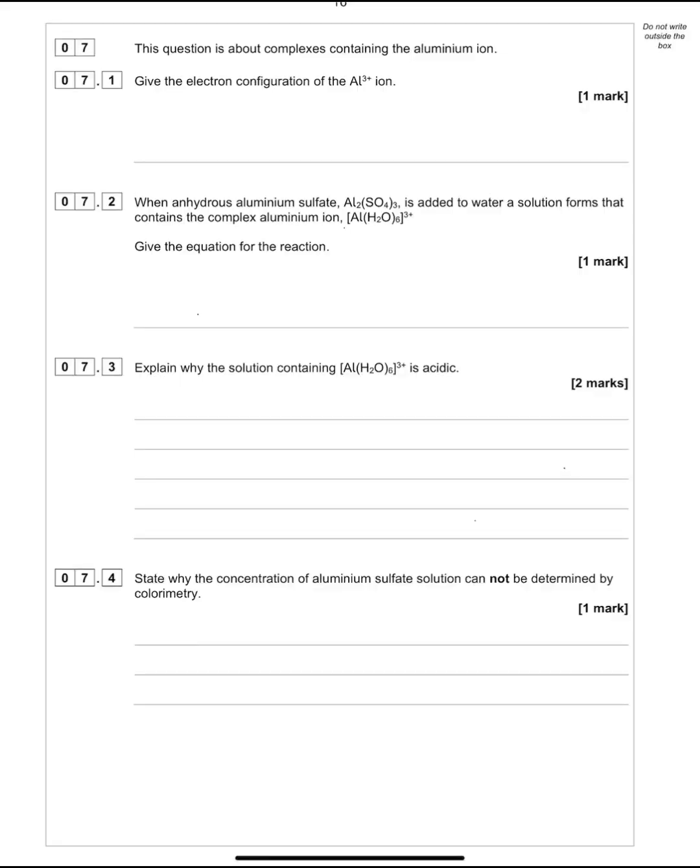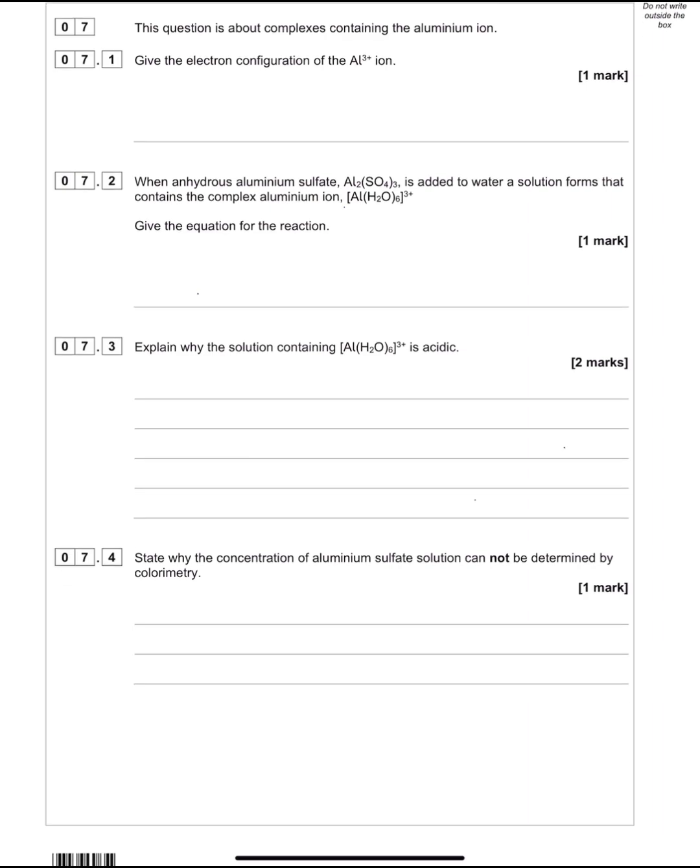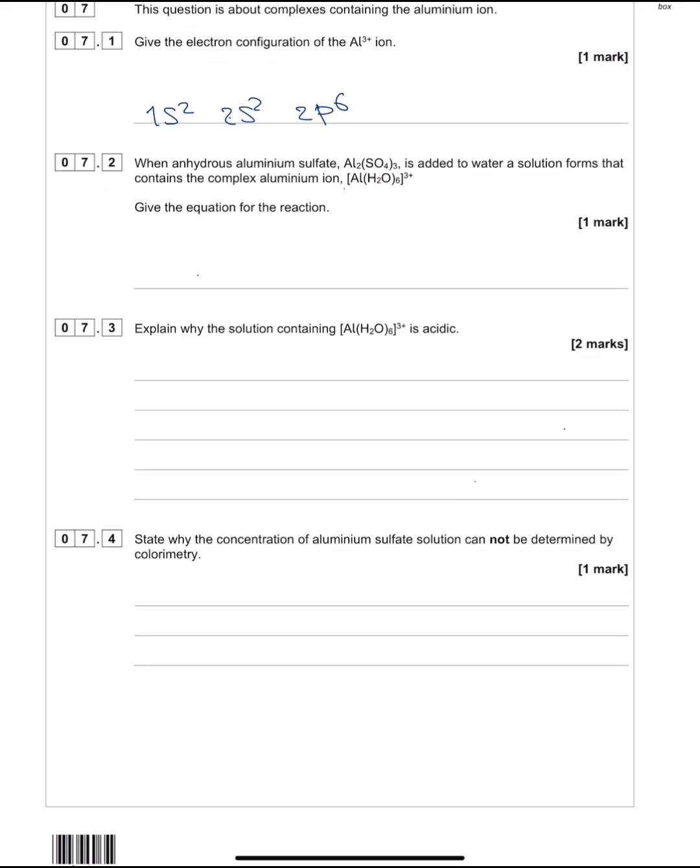In 2023, the question about AQAN was about aluminium. The first question in this one was to give the electronic configuration of aluminium ion. So when you give the electronic configuration, don't forget to remove 3 electrons. So the electronic configuration is 1s2, 2s2, and 2p6, because the 2 electrons in the 3s2 and the 1 electron in the 3p1 are removed, because this is an ion.